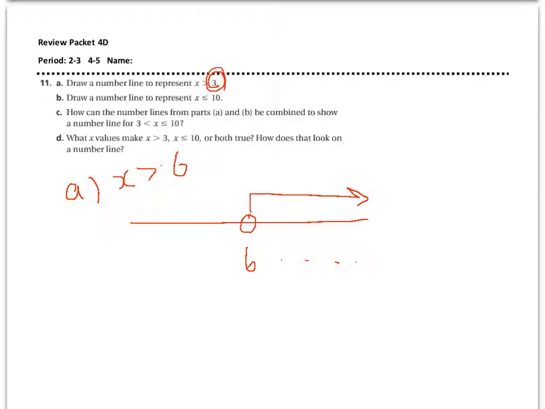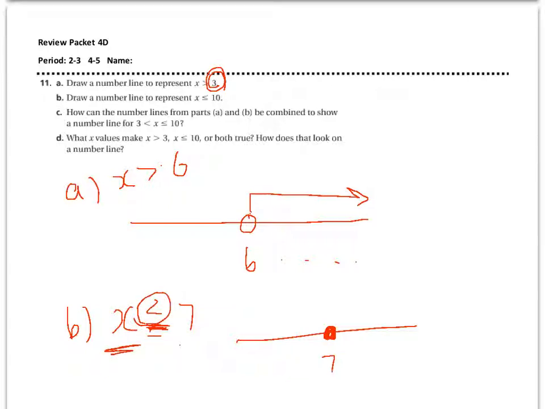That's 3. So next one says draw a number line to represent x is less than or equal to 10. Let me show you some examples. For example, x is less than or equal to 7. If you have an equal sign like that, you use a closed circle, meaning that you include 7. And then whatever the number is has to be less than or equal to 7, so you go to the left side.